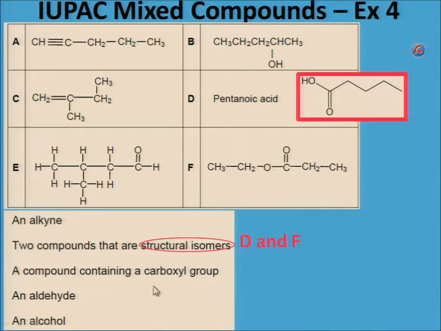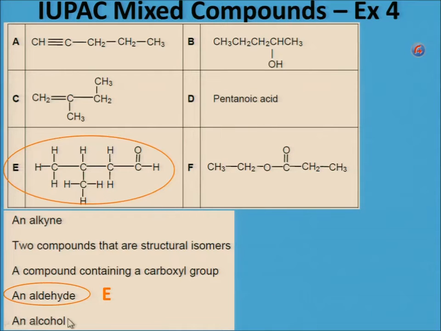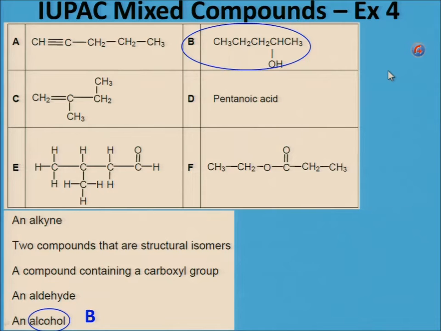A compound containing a carboxyl group. A carboxyl group is only found in a carboxylic acid. Therefore, number D. And then we have to look for an aldehyde, which is number E. You have a carbonyl carbon at the end of the chain. And now we have to find an alcohol. Therefore, you have to look for an OH group. And here in number B, you have a carbon chain with an OH group. There you go, B. Thank you.